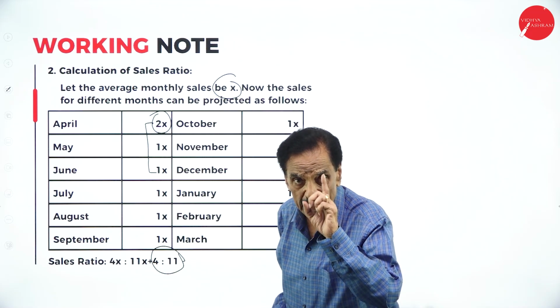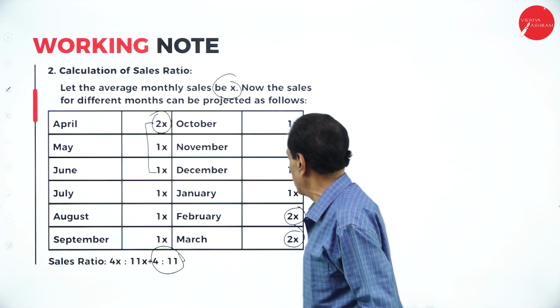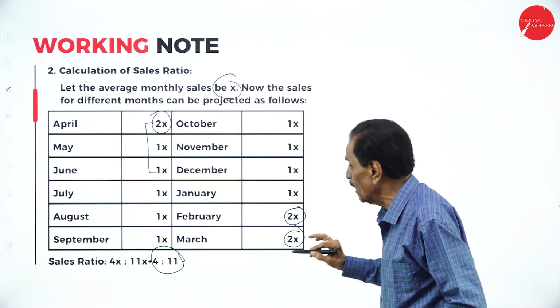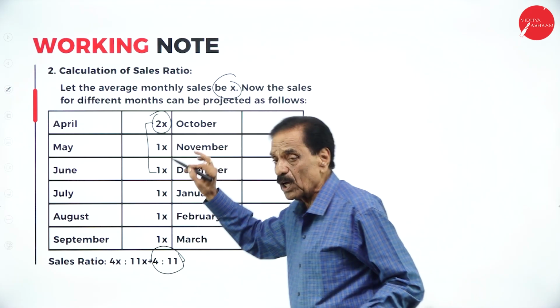If 1 month sale is X, which months are double? April, February, March become 2X. Other months are 1.